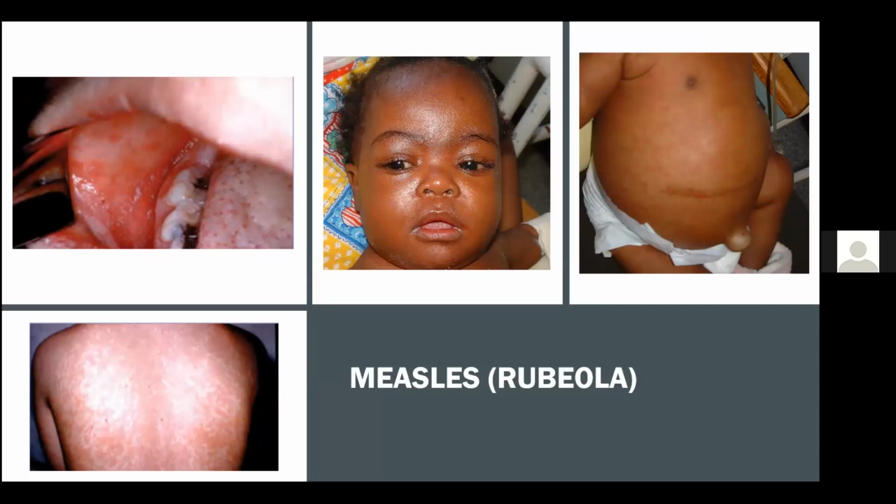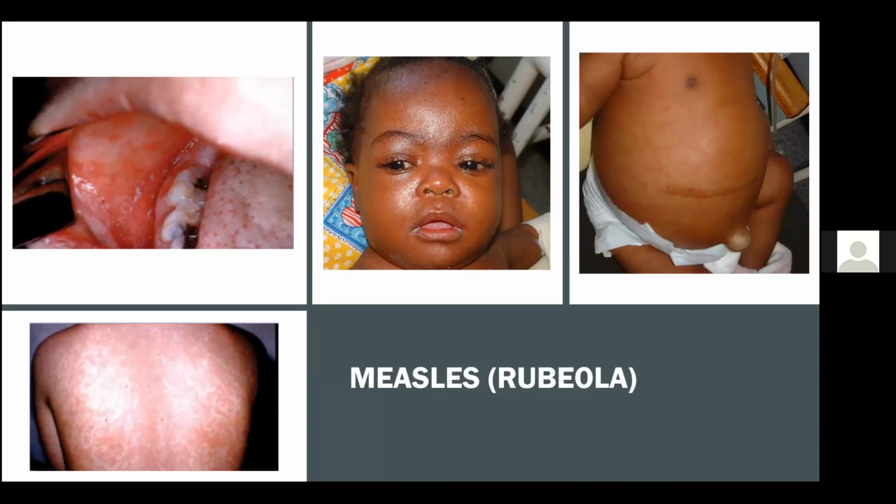And prevention is obviously by giving the measles vaccine. At the moment in South Africa, in the state sector, we're giving it at 6 and 12 months. And it can also be part of MMRV, measles, mumps, rubella, varicella, which you would give from 12 months of age, and then a booster at 4 to 5 years.